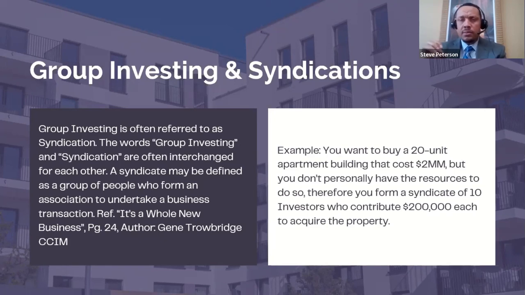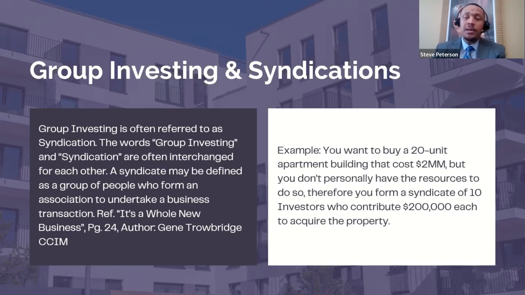So just to conceptualize this, say you want to go out and buy a 20 unit apartment, but it costs $2 million. That ain't here. That might be in Texas somewhere, but it ain't here in the Bay Area. But let's just say 20 units, $2 million. But you don't have $2 million or the resources even to make that happen by yourself. So you go and form a syndicate. What you could do is go find 10 investors who put up $200,000, and now you can buy the place all cash. That would be a syndicate.